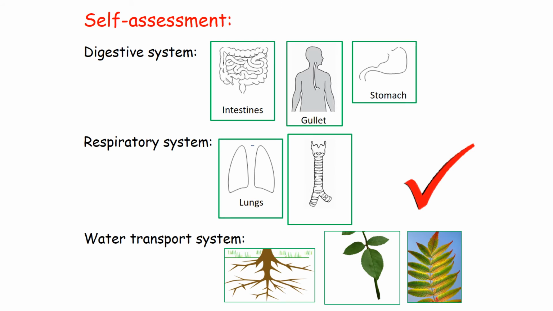Okay, so let's see how we got on. So the organs in the digestive system were the intestines, the gullet, which is also known as the esophagus, and the stomach. The organs in the respiratory system were the lungs and the trachea, also known as the windpipe. And then in the water transport system, we've got roots, we have a stem, and we have leaves.